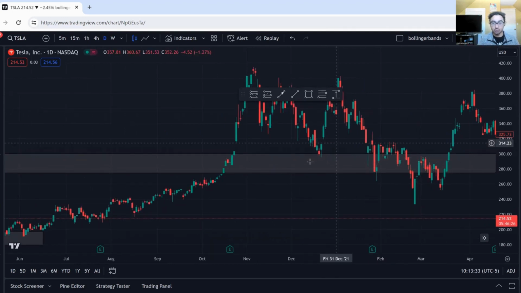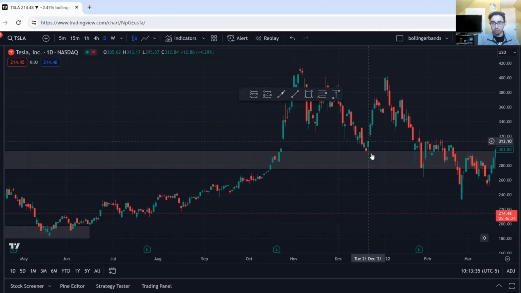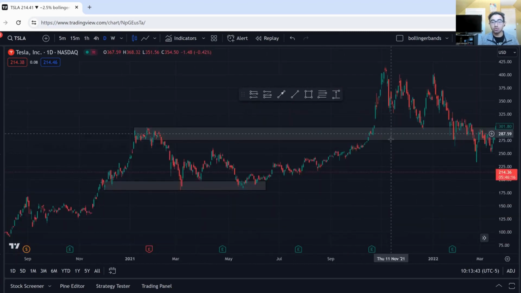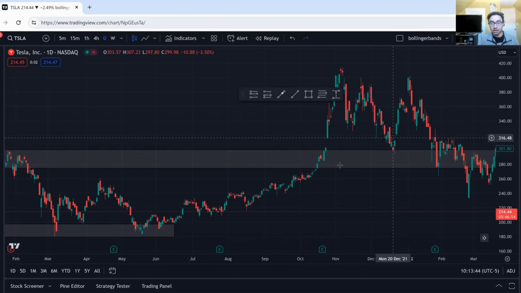Okay, so you notice the first move was right over here. When we tapped into this previous resistance level, it would turn support. And why do we know it's turned support? Because the overall trend is an uptrend. So we know it's going to go to the upside, right? And then we just have that explosive move.